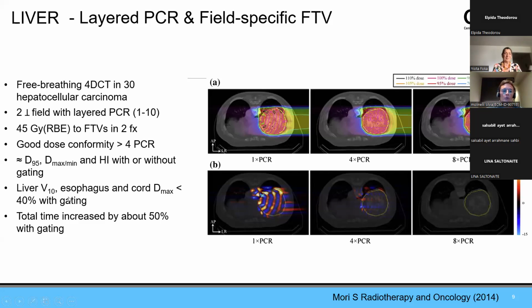Of course, if you use gating, the downside is that you increase treatment time, but you can also spare much more the organs at risk, and particularly the healthy liver, because if you use gating, of course, your target volume will be smaller and it will include less healthy liver tissue.